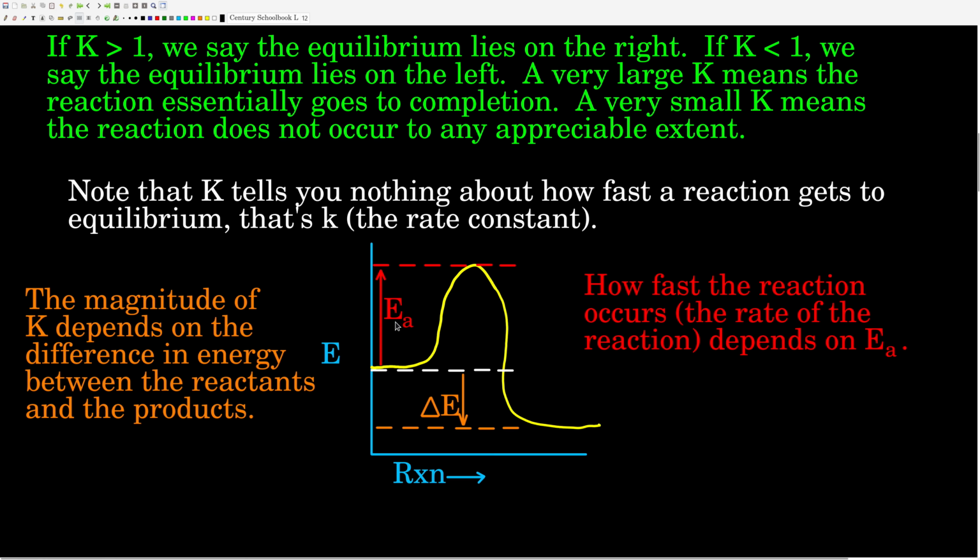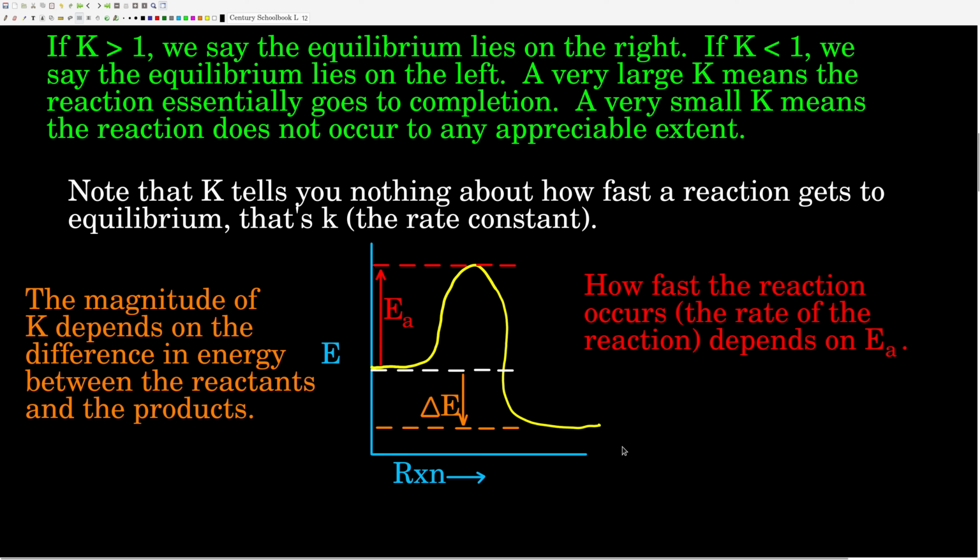Remember the Arrhenius equation. That gives us the mathematical relationship between the rate constant, little k, and the activation energy. It's an exponential relationship. So the higher the activation barrier, the higher the activation energy, the slower that reaction is going to happen at a given temperature. And the lower the activation barrier, the lower the activation energy, the faster that reaction will occur at a given temperature. Now, the equilibrium constant, capital K, the magnitude of it depends upon the difference in energy of the products and the reactants. And that's this difference in energy here, the energy of the reactants, the energy of the products here.